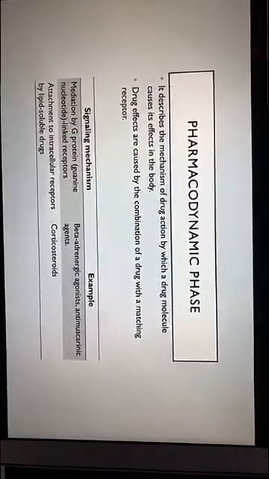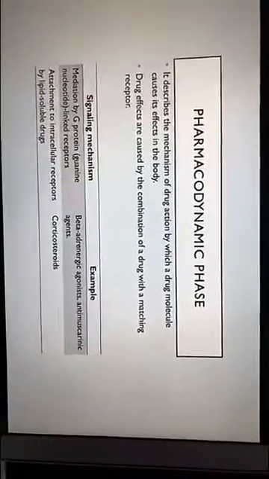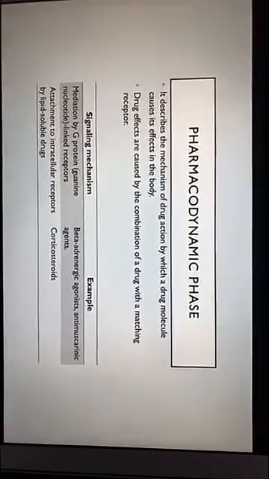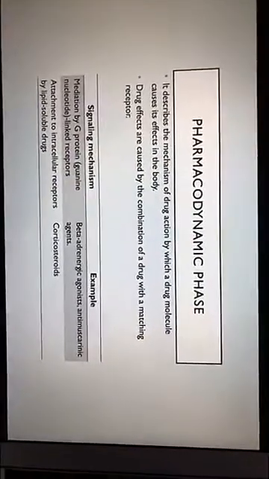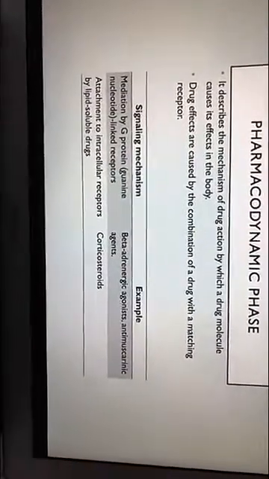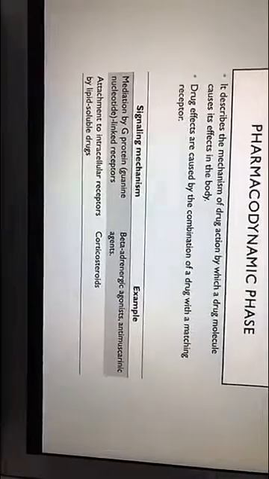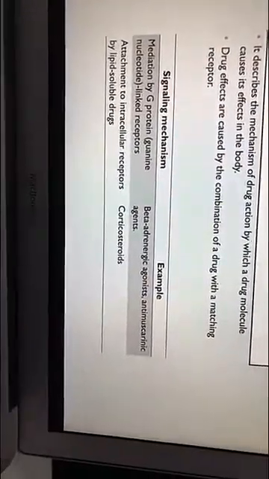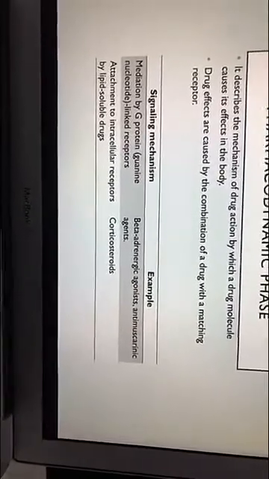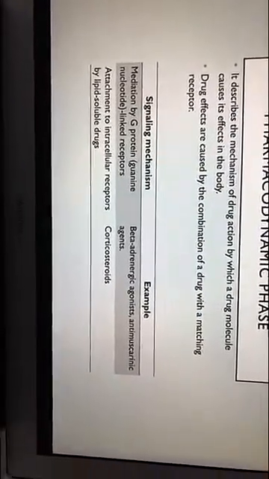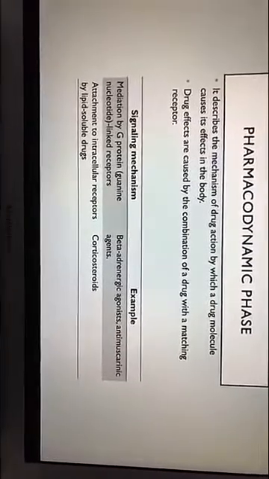The pharmacodynamic phase describes the mechanism of drug action by which a drug molecule causes its effects in the body. Its effects are caused by the combination of a drug with a matching receptor. For example, signaling mediated by G protein (guanine nucleotide) linked receptors, and examples are beta adrenergic agonists and antimuscarinic agents. On the other hand, attachment to intracellular receptors by lipid-soluble drugs, and its example is corticosteroids.